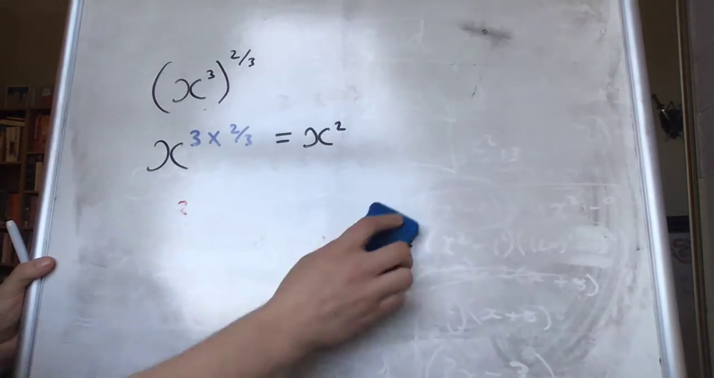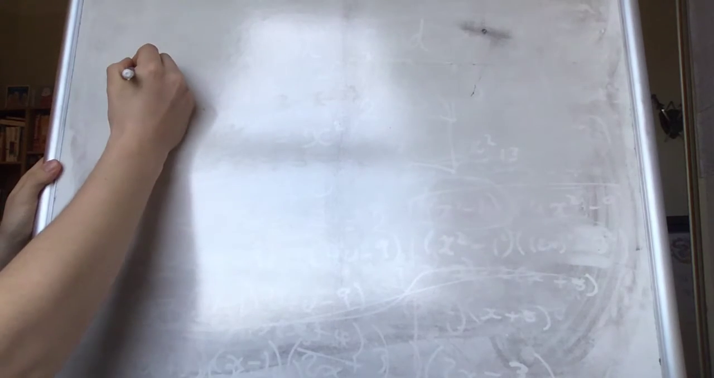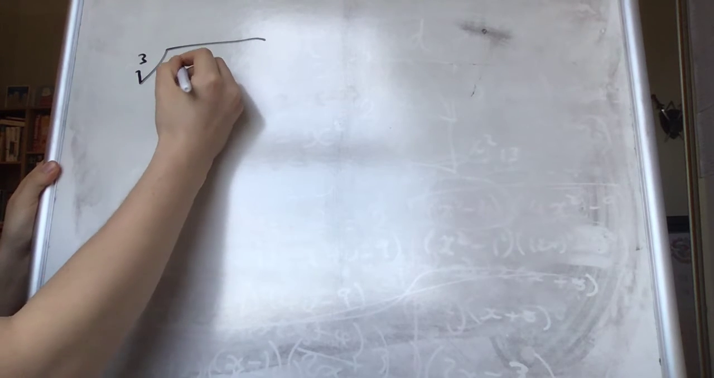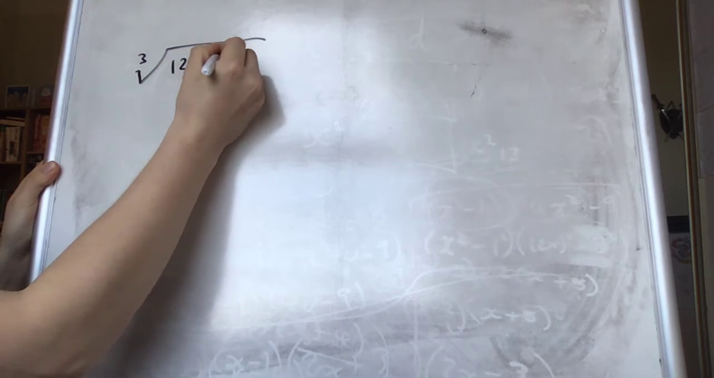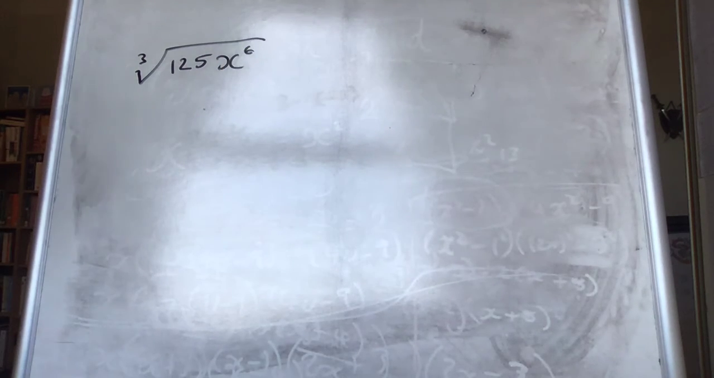Okay, let's try something else. Let's say we have the cube root of 125 x to the power of 6. What would we do here? Now, the first thing that we should think about is what is meant by the cube root. We want to try and change this into a form which we are more familiar with.